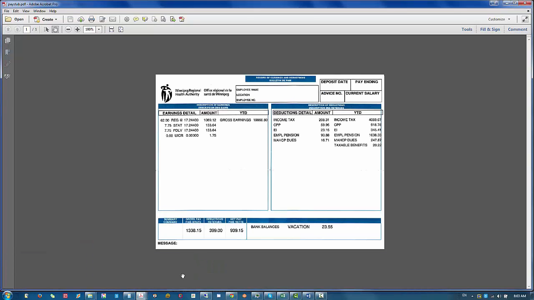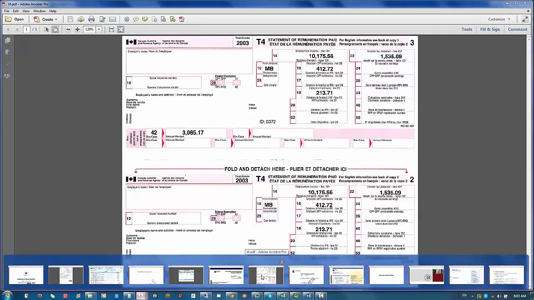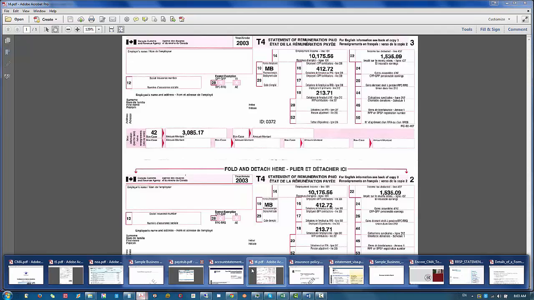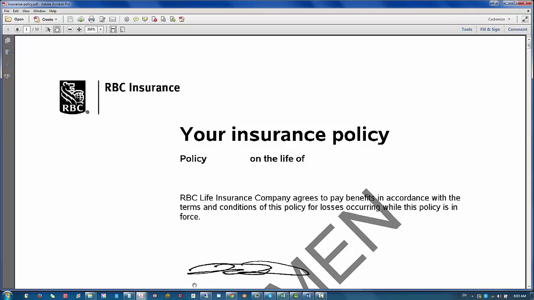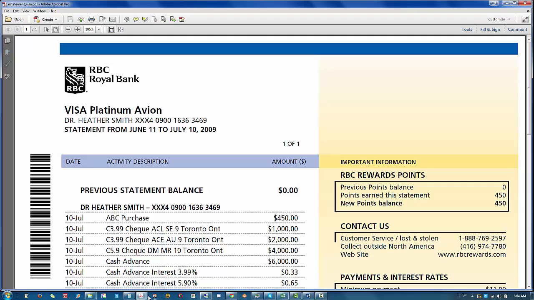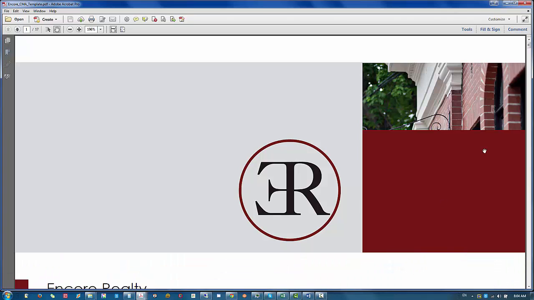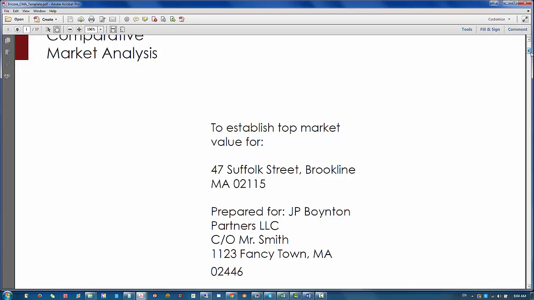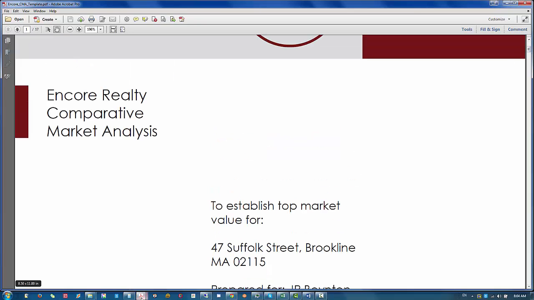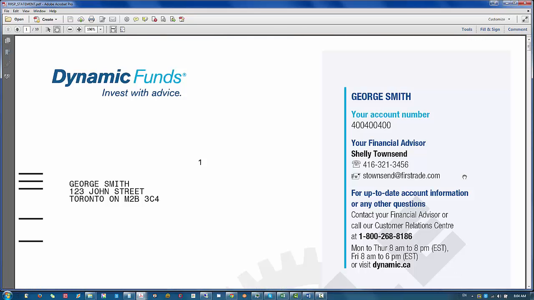Pay stubs, account statements for your bank accounts, T4s possibly we will be asking you for, insurance policies, your credit card statements. Just as an example, it's not an exhaustive example. Here's another example of a comparative market analysis, establishing the value for real estate if you're retaining the real estate. And here is an example of an RSP statement.